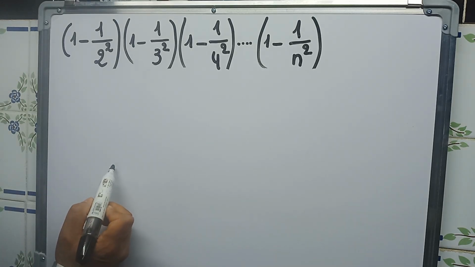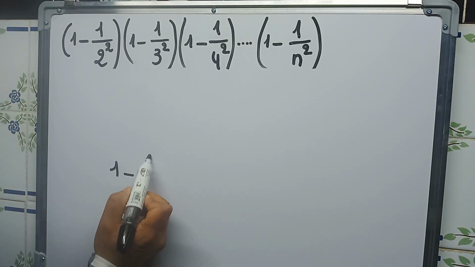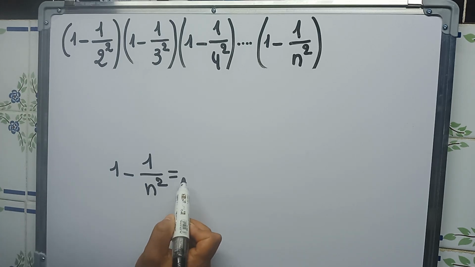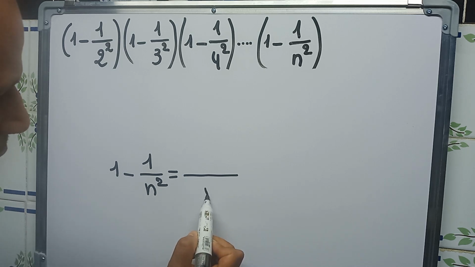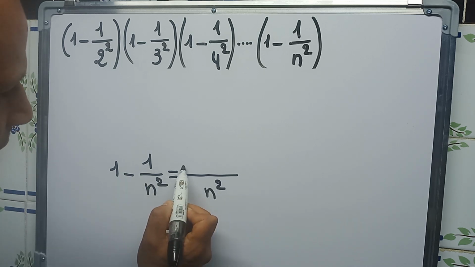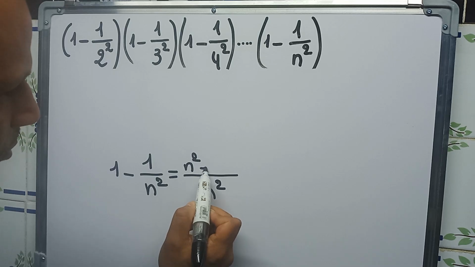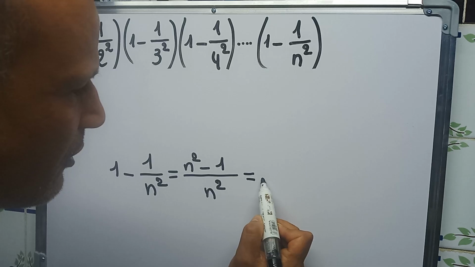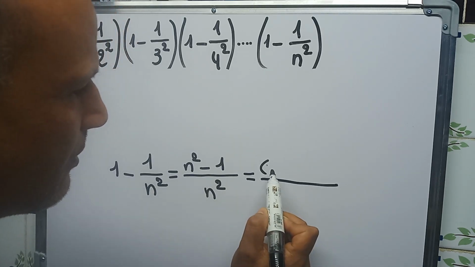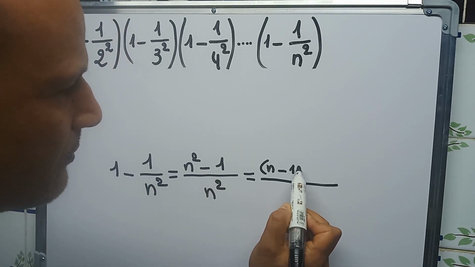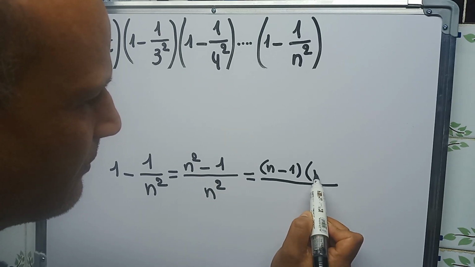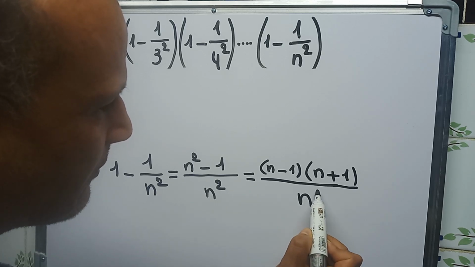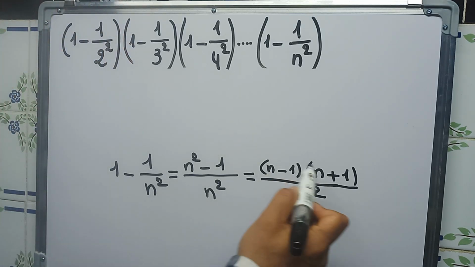So we have 1 minus 1 over n squared is equal to, with the same denominator n squared, n squared minus 1 over n squared. So it's equal to, here we have the special product, n minus 1 times n plus 1, of course over n squared, and we will use this term.